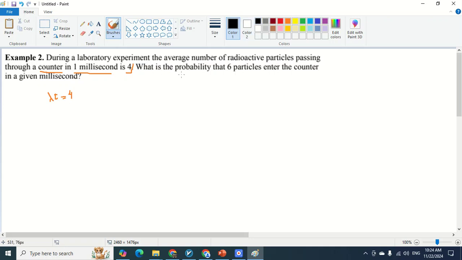And they ask in the question, what is the probability that 6 particles enter the counter in a given millisecond? Over here you can see that the phenomenon happens through time, it is constant, and it also determines the average of the occurrence through time. The number lambda t equal to 4 can be considered for the normal cases here.